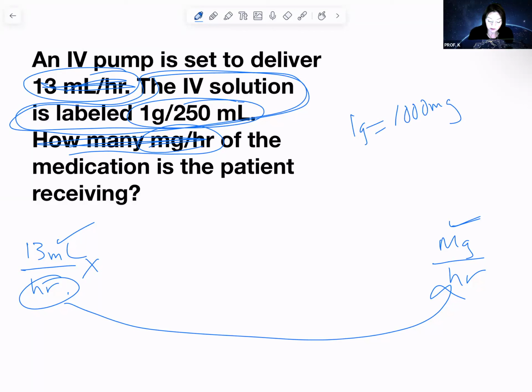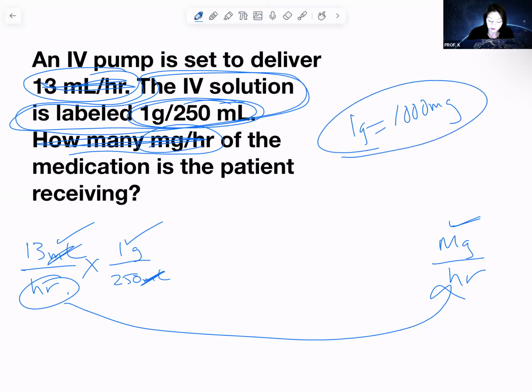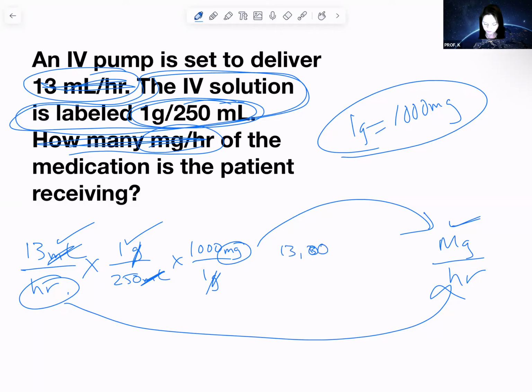So how do I get rid of milliliters? Well, I'm first going to use what's in my problem. 1 gram in 250 milliliters. That crosses off my milliliters. How do I get rid of the gram? I use my conversion. 1 gram in 1,000 milligrams. That gets rid of my grams and it leaves me with milligrams. So now I have milligrams in my numerator, hours in my denominator. Everything else is crossed off. So now it's just math. So when I do the math, it's 13,000 over 250. When I divide, it will give me 52 milligrams an hour.